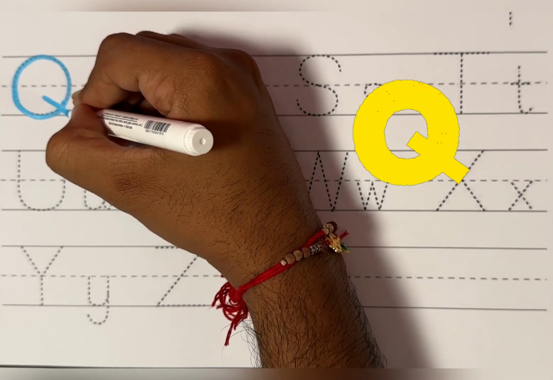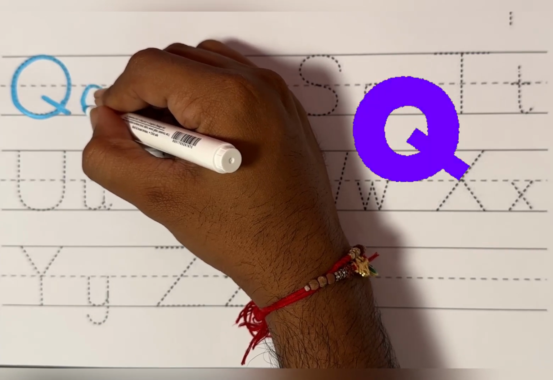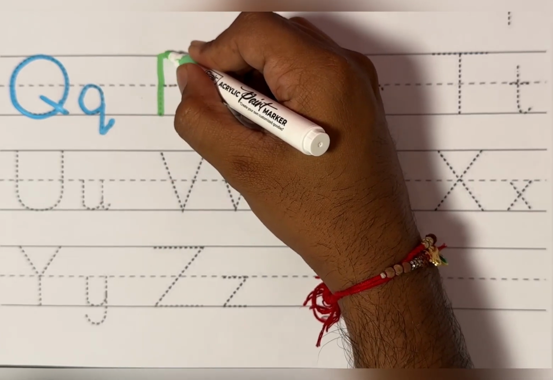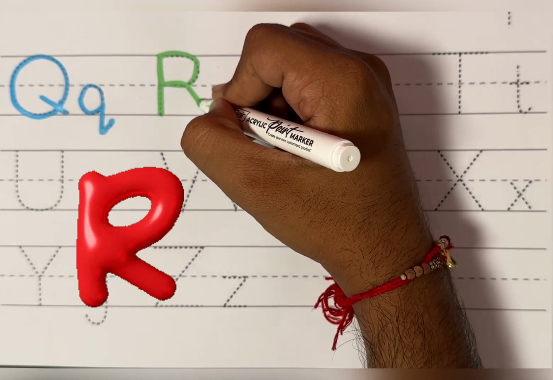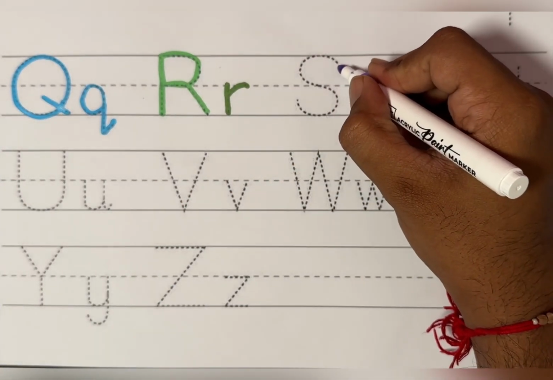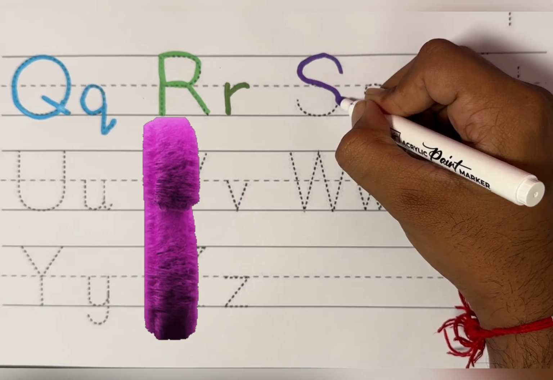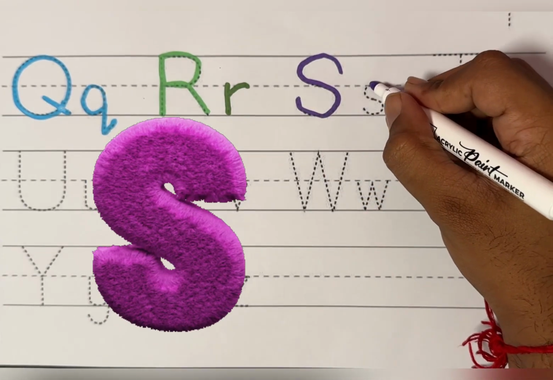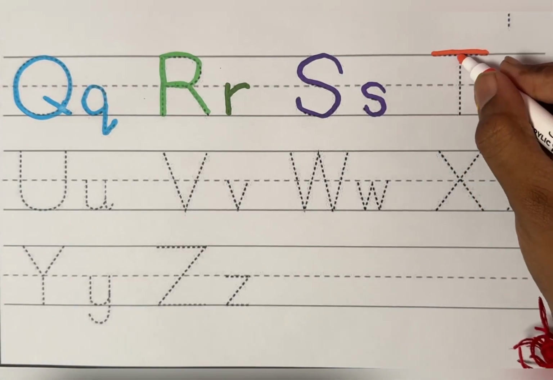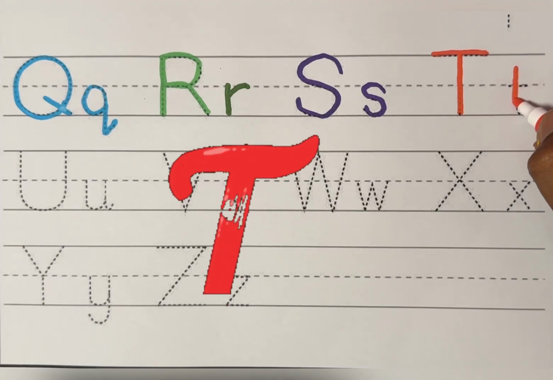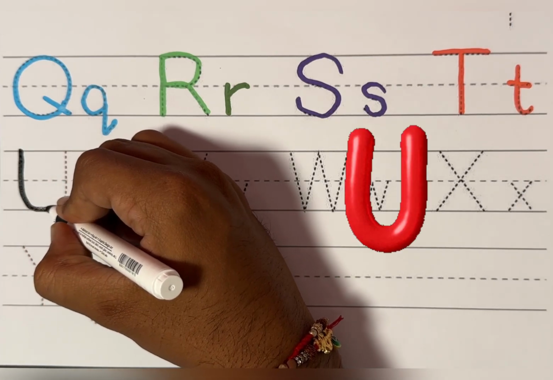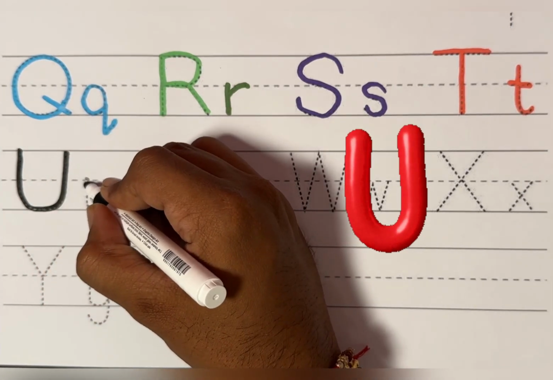Q for quilled. R for rest. S for swim. T for turtle. U for up.